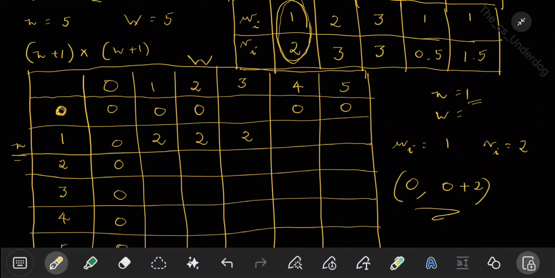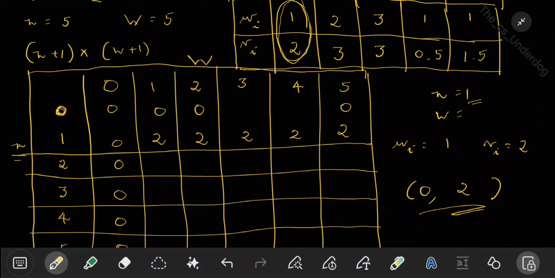What is the next one? Next entry, I'll do the same thing here. The entry right above it, or the entry in the row above it but with the weight decreased by the weight of this item. The weight of this item is 1. If you decrease that, you will reach this entry. So you have to take either the one at 0, 4, which has value 0, or 0, 3, that is 0 plus the value of the item, which is 2. Which is larger? 2 is larger. So you will take 2. Same way, the last entry will also be 2.